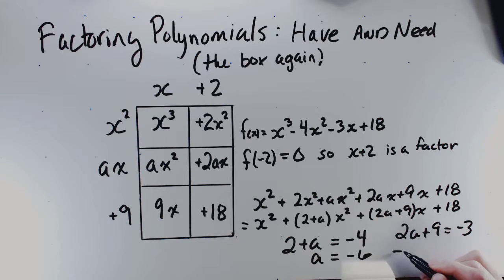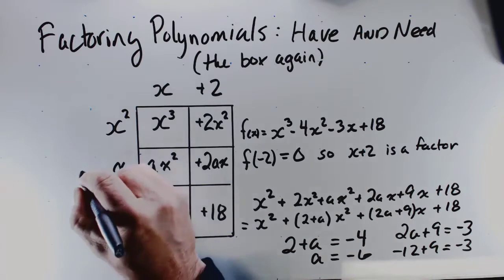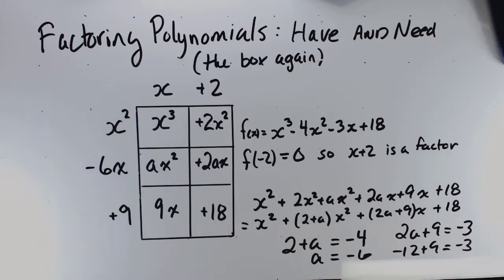I've calculated it here. Negative 12 plus 9 is negative 3. And so I know the factor over here, the x term has a coefficient of negative 6. And so I've figured out what my factor is. So that's the have and need method using the box.